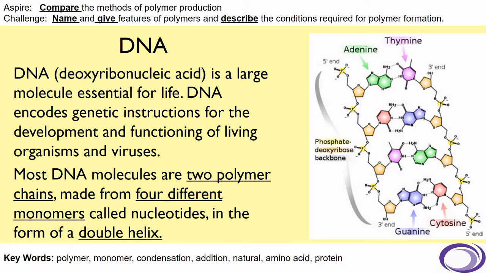Most DNA molecules can be described as 2 polymer chains that are made from 4 different monomers. So when you think about the double helix, that is 2 polymer chains, and it's actually the nucleotides that join together to form that helix shape.